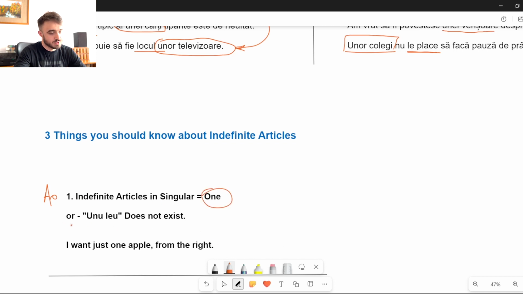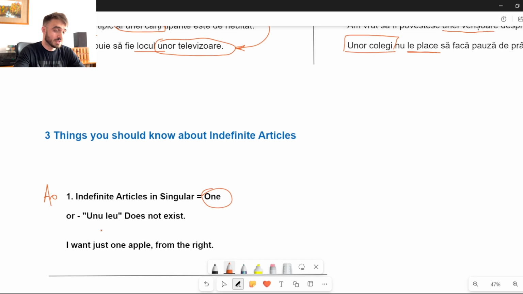Yeah. So let's think about this for a second. You have in English a boy, but also you have one boy. I don't know, cat, also one cat. Well, coming to Romanian, this is the same thing. You have un băiat for both a and one.